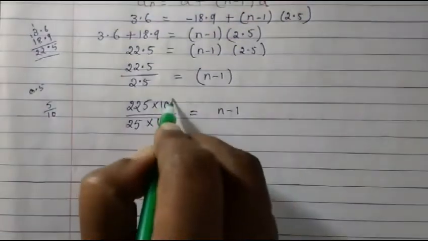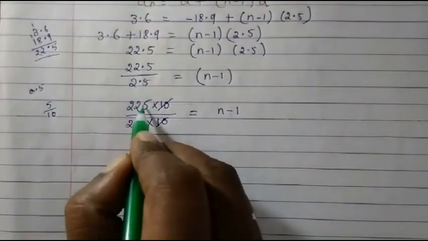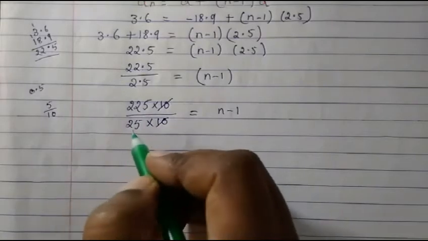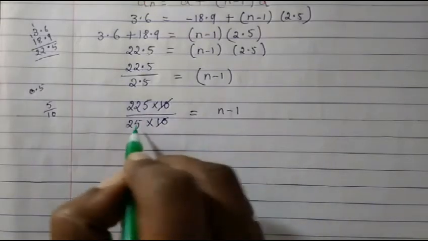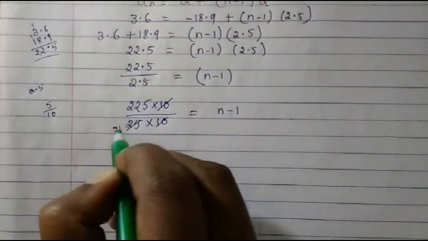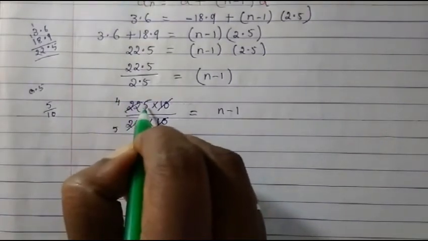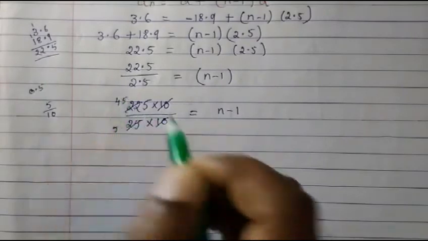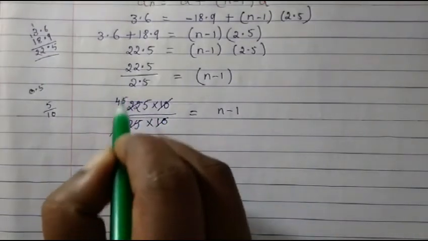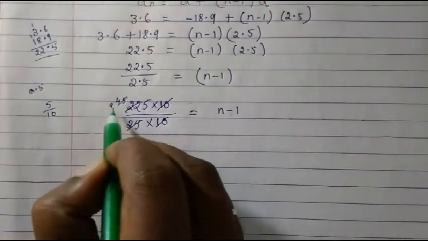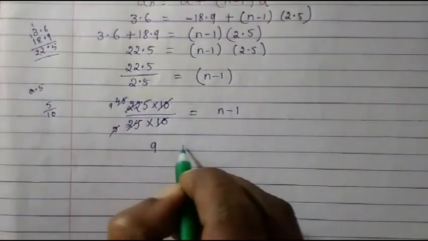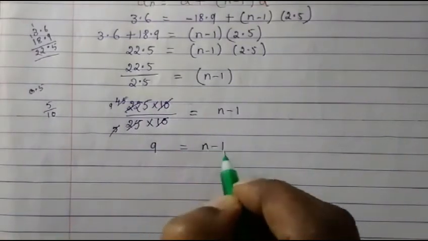So now 10 gets cancelled. So if you are dividing this 225 by the table 5. So table 5 times 25. Here 4 times 20. Then 2 carried 4, 25. So 5 times 25. So again with the table 5 you divide, you will get 9 times 45. So 9 equal to n minus 1.